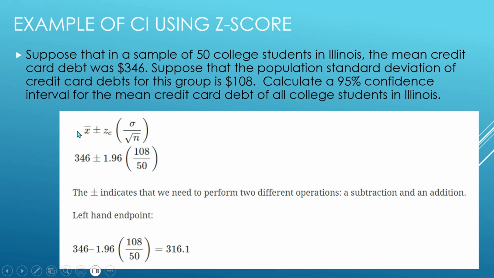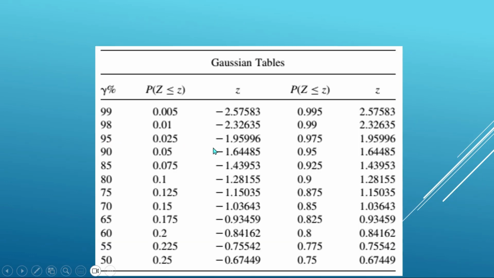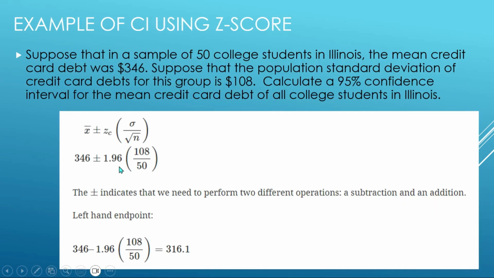So we know the given mean is $346 plus minus 1.96. From where have we got this 1.96? From this 95%. Because if we look at 95%, Zc is equal to 1.95996. So if we round it, we get 1.96. So plus minus 1.96 times 108, which is the value of sigma given in this problem, divided by the square root of 50, the sample size. The plus minus indicates that we need to perform two different operations, subtraction and addition.